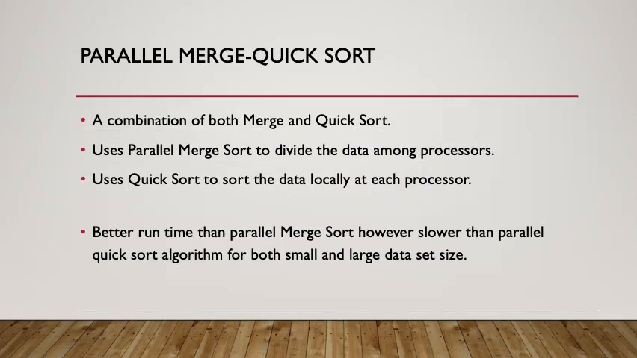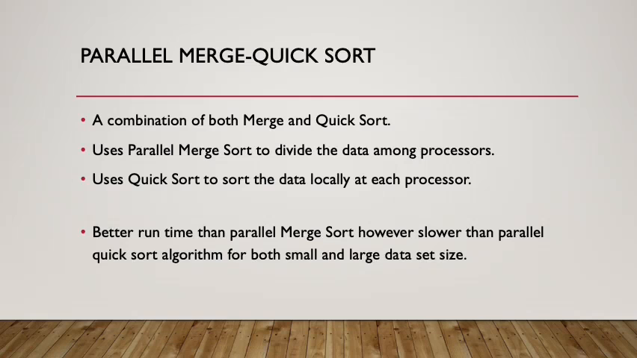Parallel merge quicksort. This algorithm is a combination of merge sort and quicksort. It uses parallel merge sort to divide the data among processors and then uses quicksort to sort the data locally at each processor. The parallel analysis for this algorithm is the same as parallel merge sort, since in the best case, sequential quicksort has the same complexity as the one for sequential merge sort.